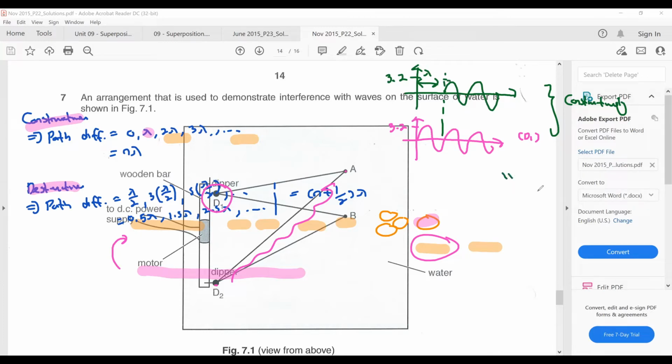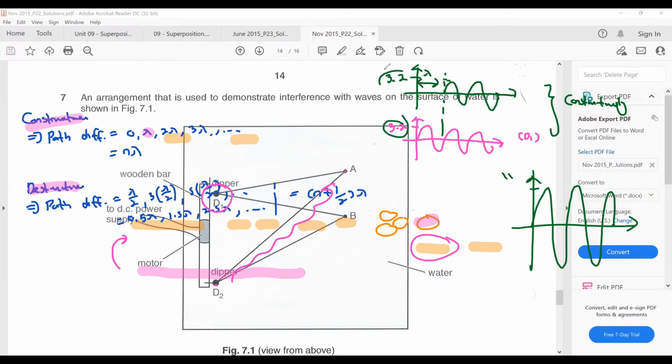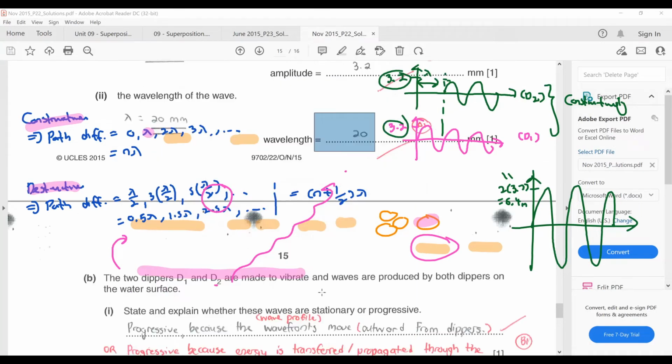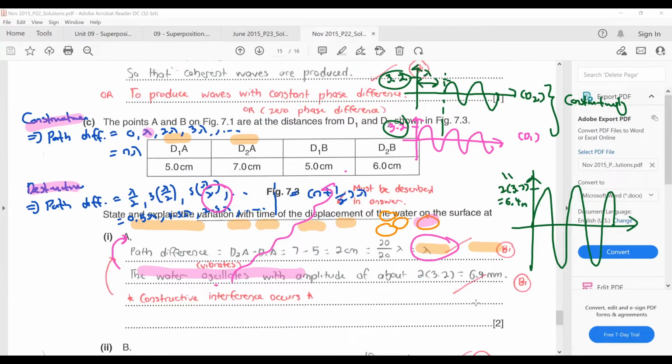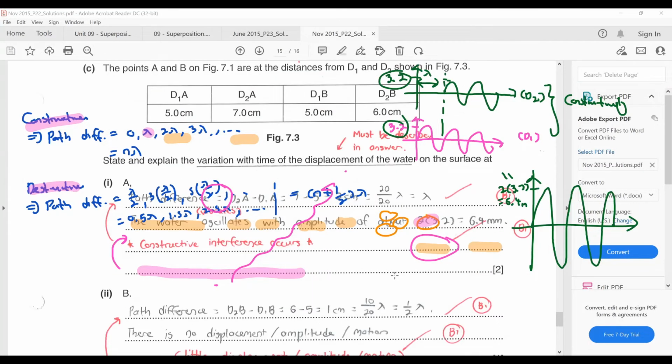So it will give you a new resultant wave like this. According to the principle of superposition, your resultant displacement is the sum of the displacement of the individual waves. So this one is 2 times 3.2, giving you 6.4. This one is wave D2. That's why it's double the amplitude, 6.4 millimeter. Okay, if that one is okay, then you move on to part B.